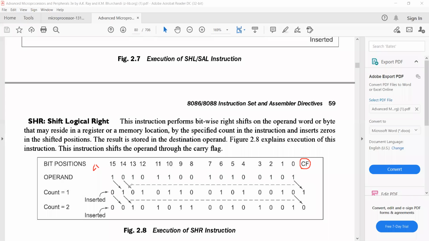And similarly here also, when we are shifting right, the MSB position will be vacant now, so that is replaced by 0. This is the first shift operation, and this is the second shift right operation.